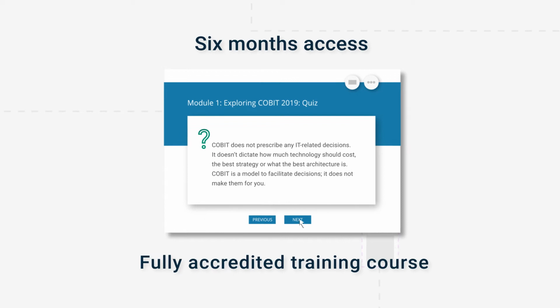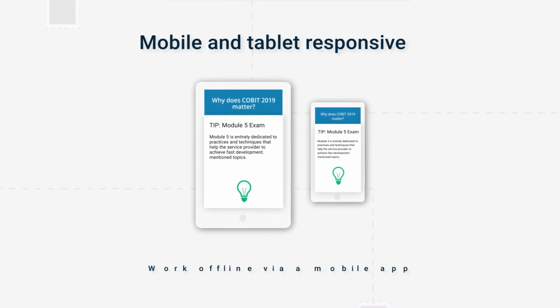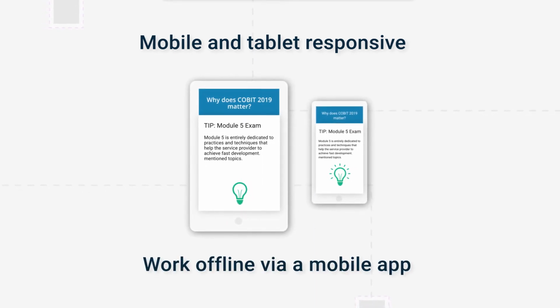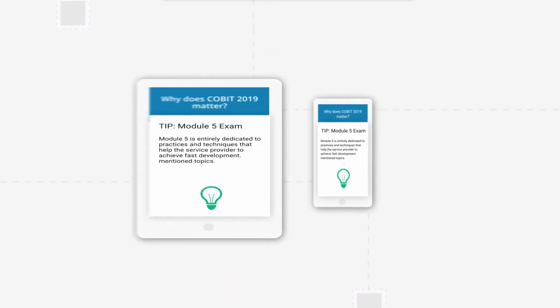Once you begin training, you'll have 6 months access, and this course is fully accredited. Our courses are not only mobile and tablet responsive, but they can also work offline via a mobile app, which means you can study on the go wherever you are.